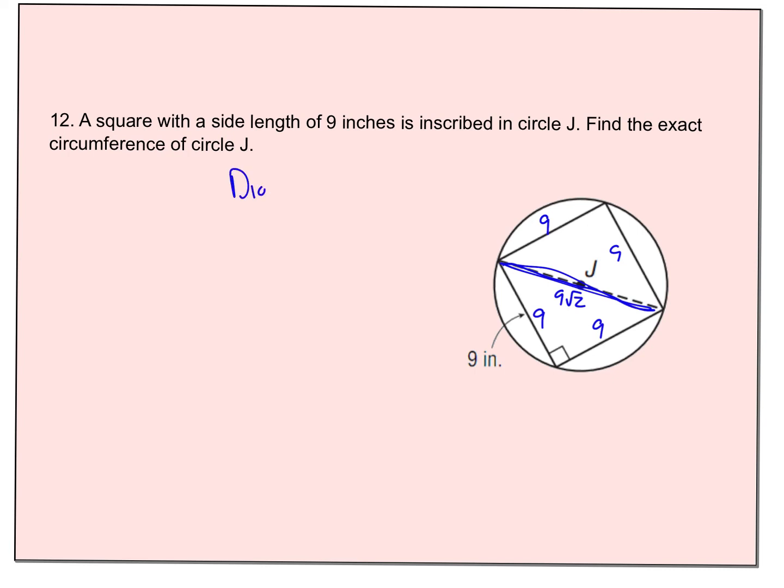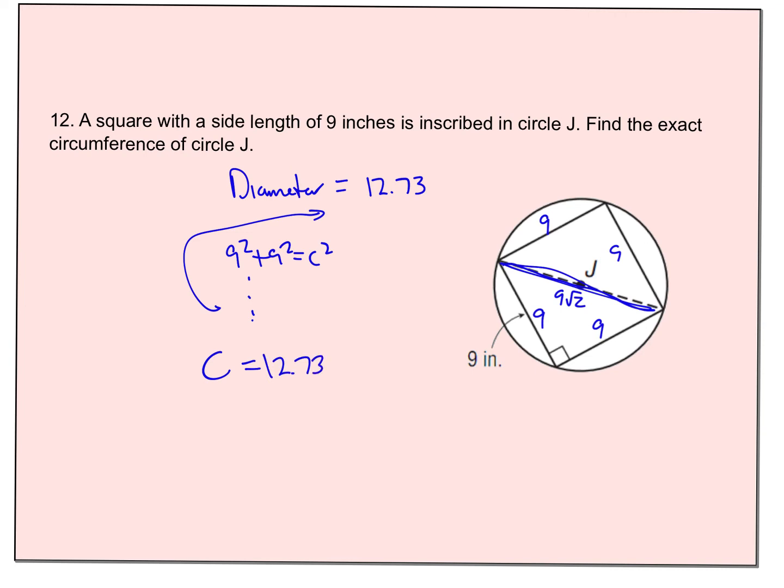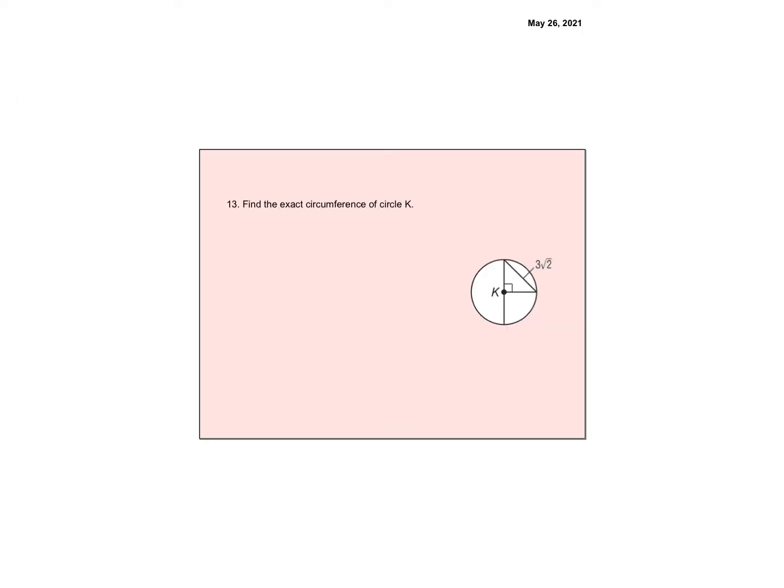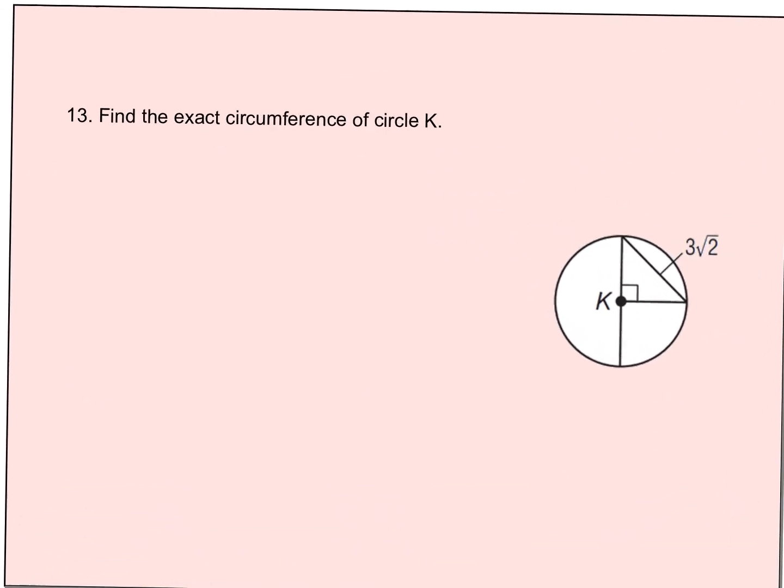So my diameter is going to be 12.73. And you can absolutely do Pythagorean theorem, work that down. You will absolutely get the same answer. So then my circumference is just going to be 12.73 times pi. So my circumference is going to be 39.98, or approximately 40 inches. Okay? All right, we're getting down to the nitty-gritty here, I promise.